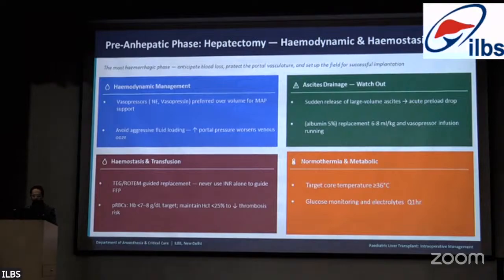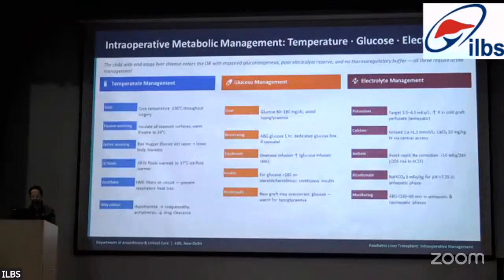PRBC should be transfused based on hemoglobin targets. A target of 7 to 8 is normally set. FFP and cryoprecipitate should be based on TEG and ROTEM, and normothermia should be maintained. A core temperature of more than 36 should be targeted, and glucose and electrolytes should be monitored. The child with end-stage liver disease enters the operating room with impaired gluconeogenesis, poor electrolyte reserve, and no thermoregulatory barrier. So all these three require active management.